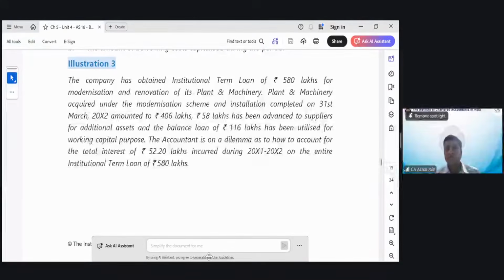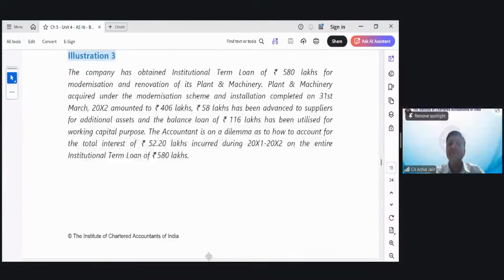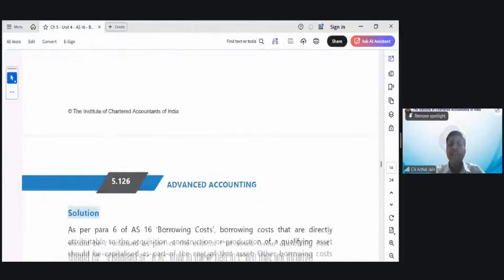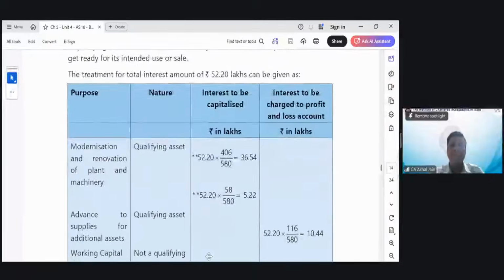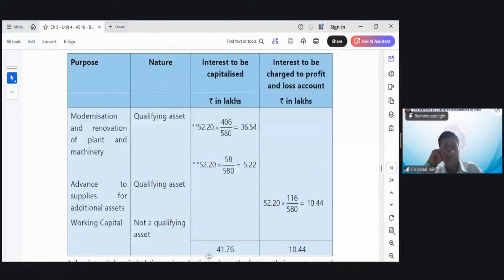406 divided by 580, into 52.20, which comes to 36.54. So that is the amount that we will add to the cost of 406. So you mean to say that's the amount you will capitalize? Yes, that interest amount I will take. Then the additional amount which is given as an advance, we will also take in the same manner.